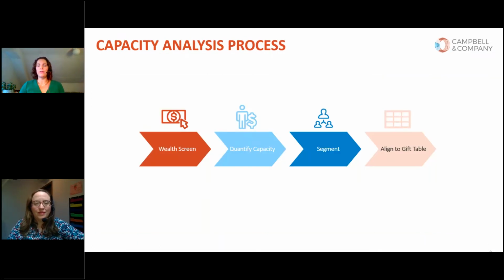So at a high level, these are the steps of the process when we engage in what we call a capacity analysis at Campbell. The first is that we do a wealth screen of the prospects in your database. And then from there, we're able to quantify the capacity of everyone in your system. And then we use some more data to segment the prospects in your system based on whether they are a prospect or what we call a future prospect, meaning somebody who's not yet ready to give at their capacity level based on insufficient engagement with your organization. And then once we have that capacity and segmentation for everyone, we can align them to the gift table for the initiative that we're tracking. So now I will walk through each of these steps in a little bit more detail for you.